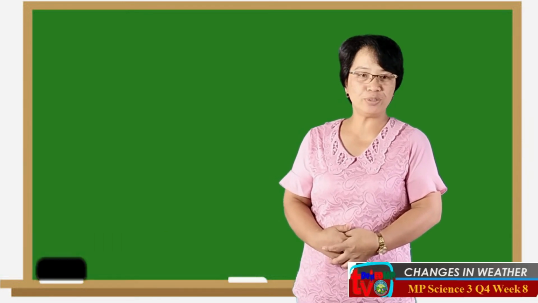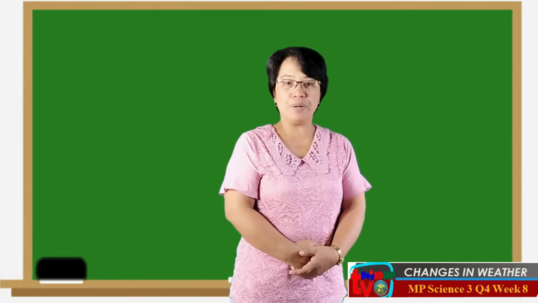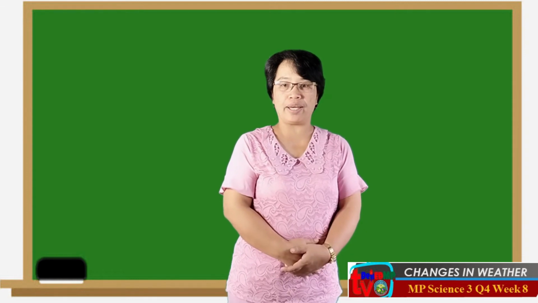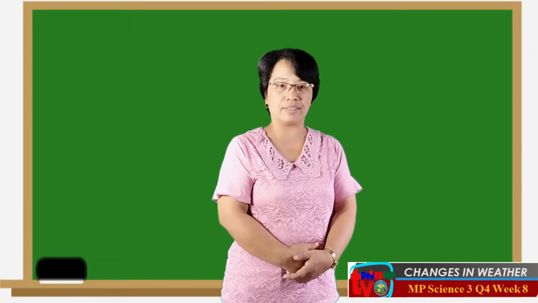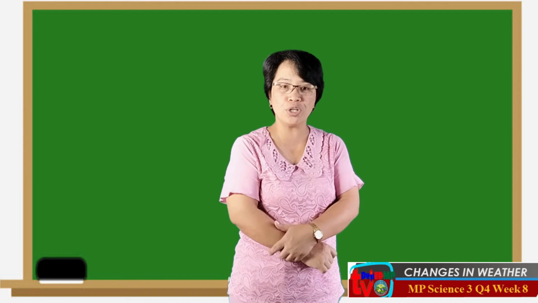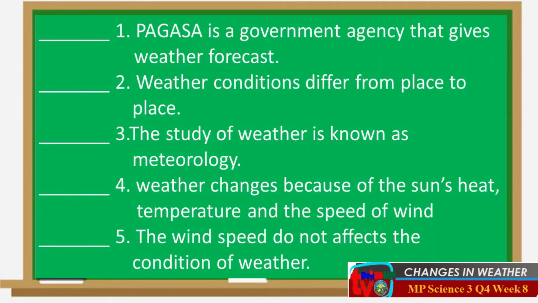What I can do. Put a check on the blank if the sentence is correct and X if not. Write your answer on your paper. Number 1. Pag-asa is a government agency that gives weather forecast. Number 2. Weather conditions differ from place to place.